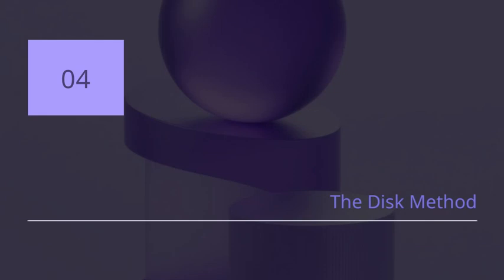Now, let's turn our attention to the disk method, which is a powerful technique for finding the volume of a solid of revolution. Essentially, this method involves slicing the solid into thin, circular disks.